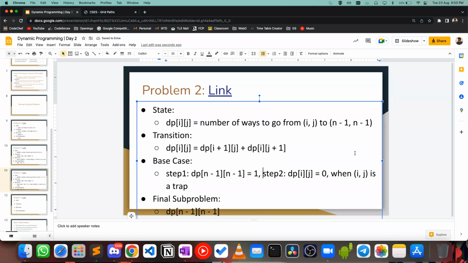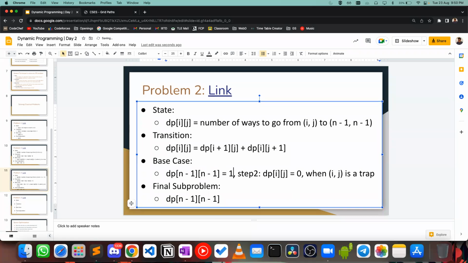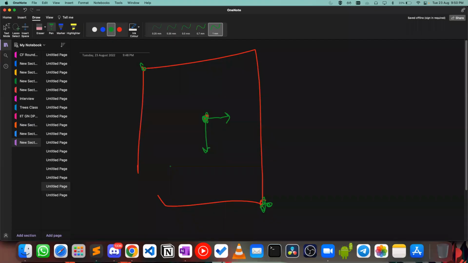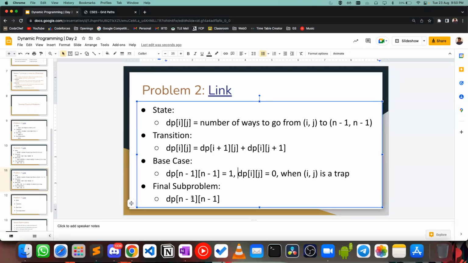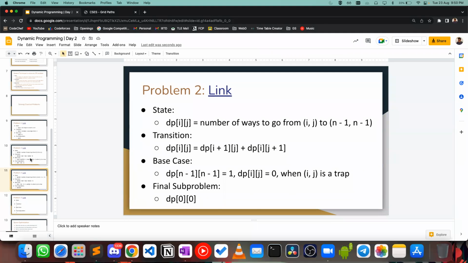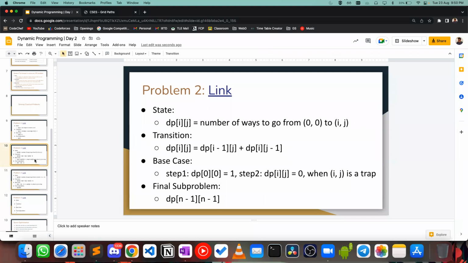Let's move this to the next page, or let's remove this part. Now you already know what is step 1 and step 2. So let's remove this part. And what is the final subproblem now? Is it dp of n minus 1, n minus 1 or something else? What is the final subproblem now? dp of 0, 0. Perfect. So now do you understand that the problem was the same, but we defined a different state. We defined a state in a different manner, and it turned out that the base case changed a little and the final subproblem changed a little. Basically, the transition also changed, but the logic of the transition wasn't changing a lot, right?